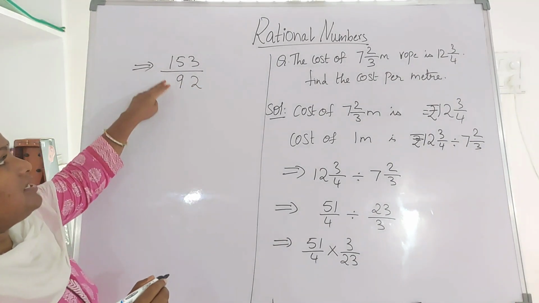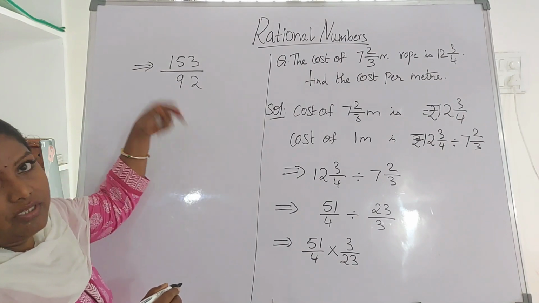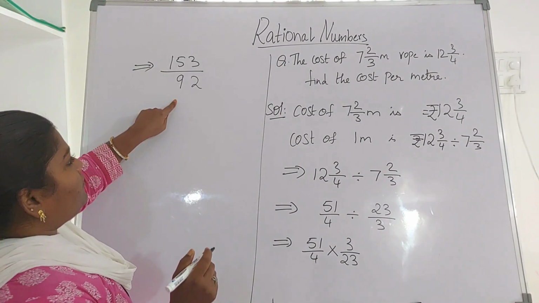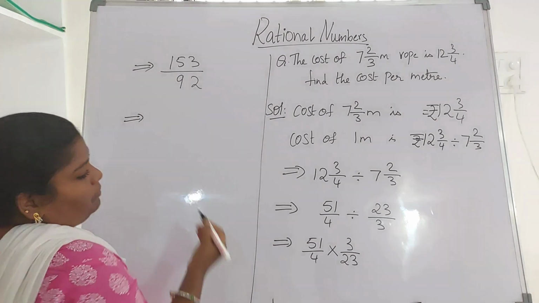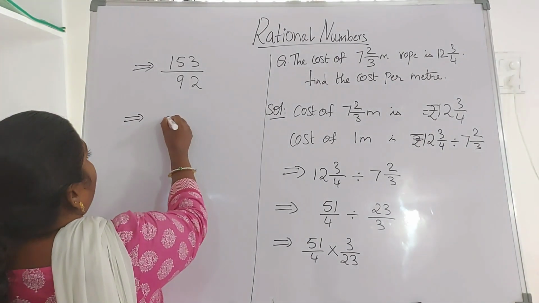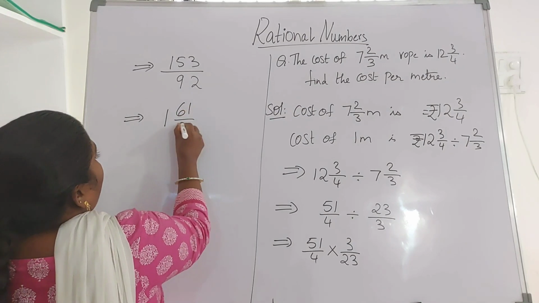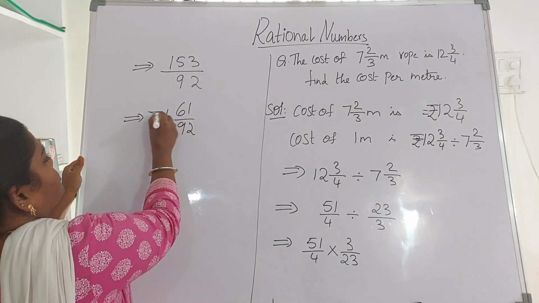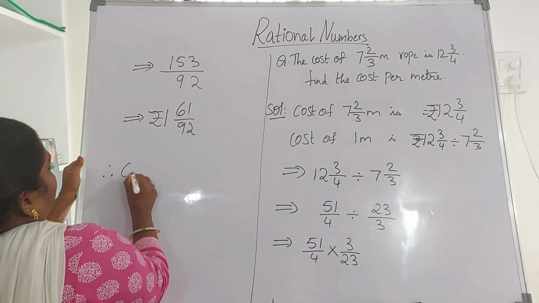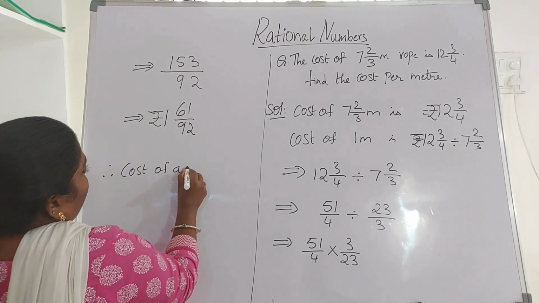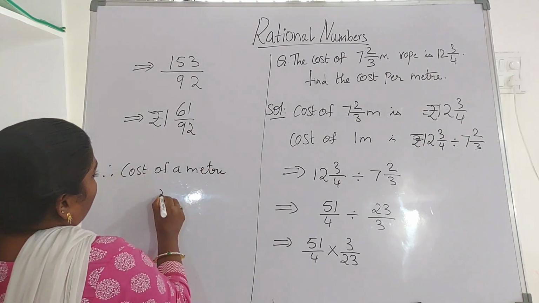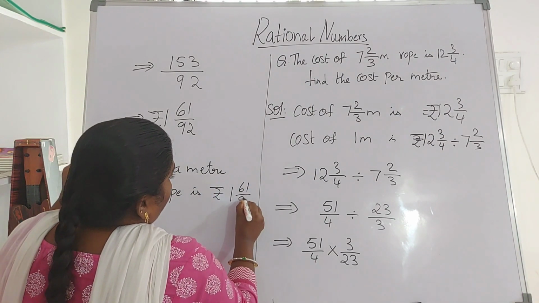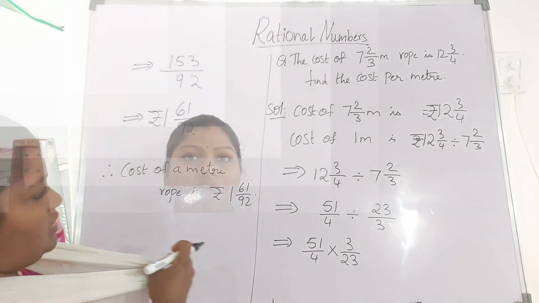Now here you can see that there is an improper fraction. You need to convert it into a mixed fraction. To convert, you have to divide. Now this is an improper fraction. This can be converted into a mixed fraction by dividing. So this is nothing but 1 61 by 92 rupees. Now we are finding the cost per meter. So this is the cost. So therefore the cost of a meter of rope is 1 61 by 92 rupees.